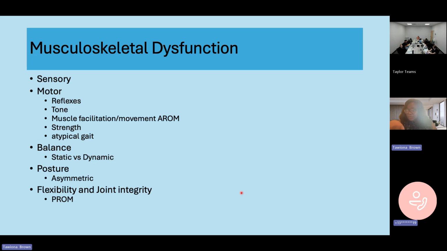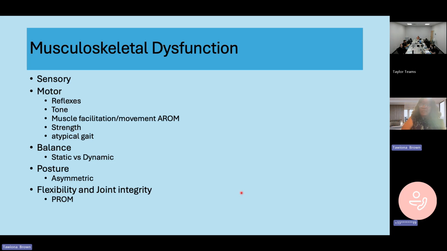From a skeletal or musculoskeletal perspective, sensory loss, right? Motor issues with reflexes. They might be more hyperreflexive. They might be more spastic in regards to their tone, right? As far as strength, they're going to be weak and they might have some type of atypical or abnormal gait. Their balance. Remember the man in the Be Fast video? He kind of went towards the hemiparetic side. So they're going to have an issue with their balance, their posture.